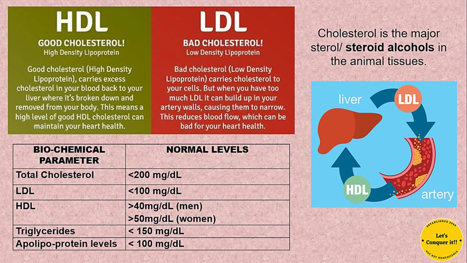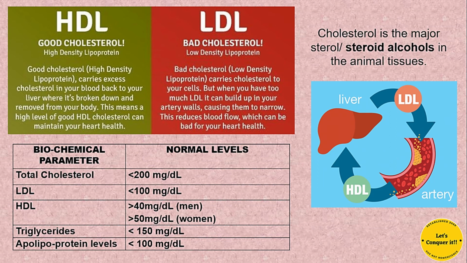Now we will see the different lipid cutoffs that you will have to remember so that you can answer if it comes in objective type questions, or else it can come even as a match the following question. This has already come a few times. Now, the total cholesterol levels shouldn't be greater than 200 mg per dl. That is, normal total cholesterol levels should be less than 200 mg per dl. LDL, that is bad cholesterol, should be less than 100 mg per dl. HDL, that is high density lipoprotein, should be greater than 40 mg per dl.